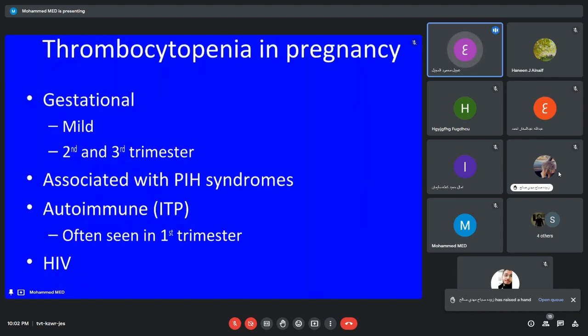Thrombocytopenia and pregnancy. This is gestational, usually mild, occurs mainly in the second and third trimester, sometimes associated with hypertension, PIH, but autoimmune thrombocytopenia is possible in some cases. And HIV patients, remember that patients with HIV usually can't get pregnant. And if the history is suggestive, a suitable test should be done for HIV. Next, please.